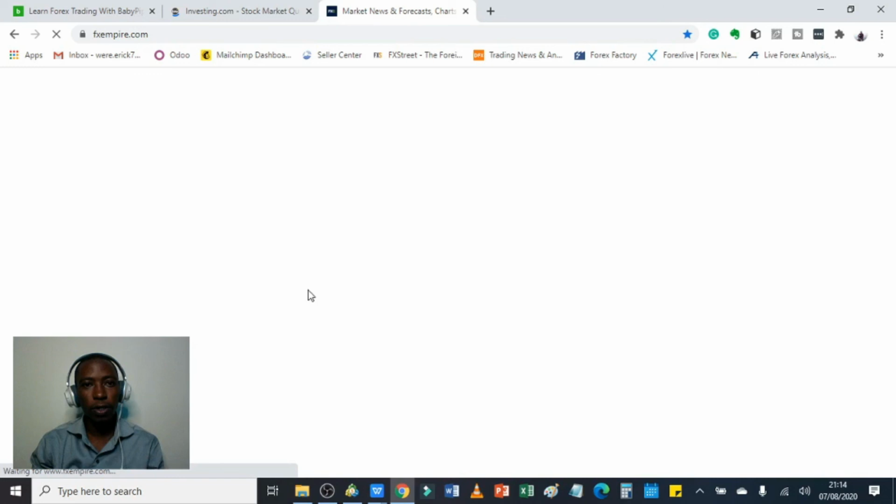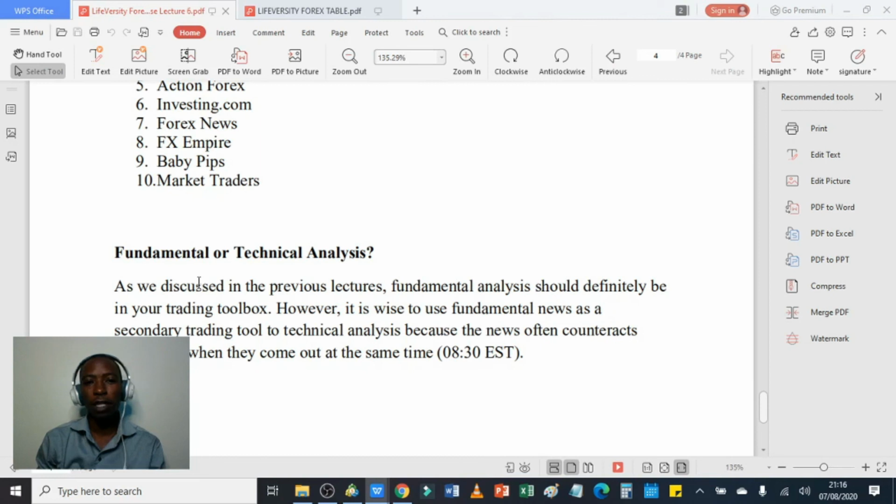Fundamental or technical analysis, which one is the best? As we discussed in the previous lectures, fundamental analysis should definitely be in your trading toolbox. I use fundamental analysis. I read foreign currency trading news a lot to determine my trades. However, it is wise to use fundamental news as a secondary trading tool to technical analysis because the news often counteracts each other when they come out at the same time.